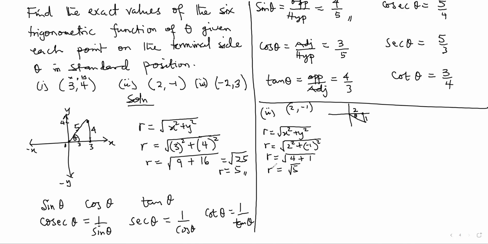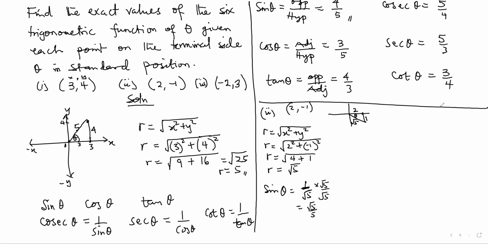Now to find the trig ratios, sine is opposite over hypotenuse. The opposite of this theta is 1, so you have 1 over root 5. But we all know that a radical cannot be at the denominator. So we multiply by root 5 over root 5. So you're going to get square root of 5 over 5.